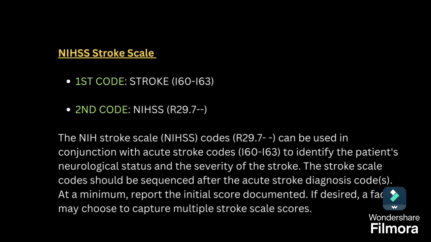Next comes the NIHSS stroke scale. The NIHSS stroke scale is the National Institutes of Health Stroke Scale, mainly used to measure the severity of the stroke. So the primary code will be for the stroke, that is I60 to I63, and if the NIHSS stroke scale is used, the second code is for NIHSS, that is R29.7. Again I will confirm, this is used to measure the severity of the stroke.